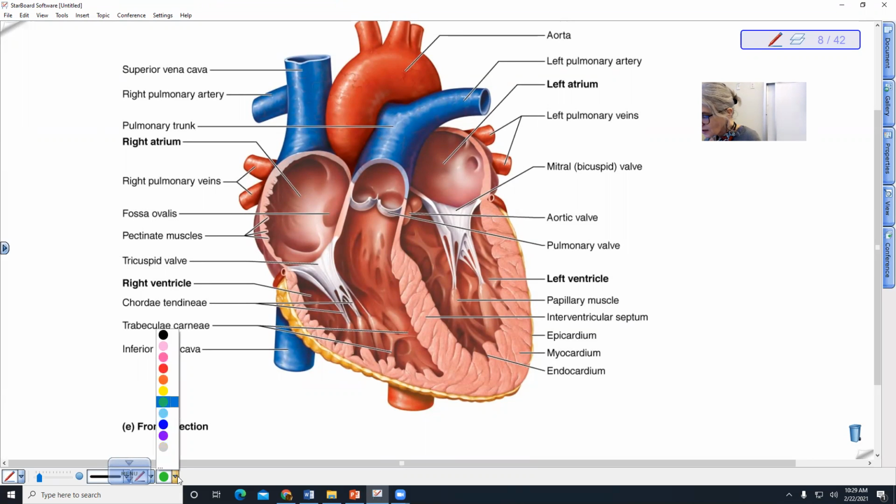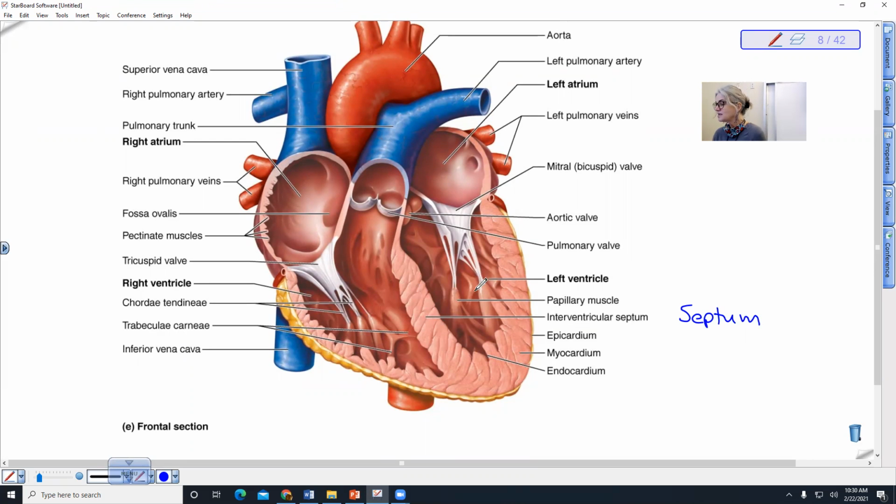So let me change my color. So we have a septum. So that is a wall. On the outside, we'll talk about the sulcus, which is an indentation, but the septum is a wall. And if we look at this one, it is the interventricular septum. So this is the wall that separates the right ventricle from the left ventricle.